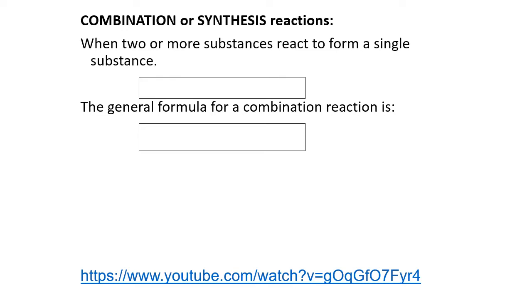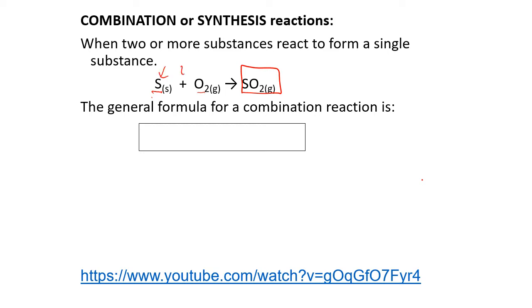Okay, so the first type of reaction is the combination synthesis reaction. This is the idea when 2 or more substances react to form a single substance. Here would be an example. Sulfur, one thing, combines with oxygen. So we have 2 single elements and they combine, or 2 smaller things which combine to make one larger thing. That's the big thing with the combination synthesis reaction. For this class it's going to be 2 small things make one big thing.